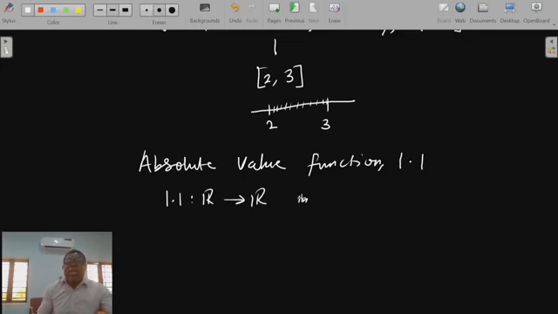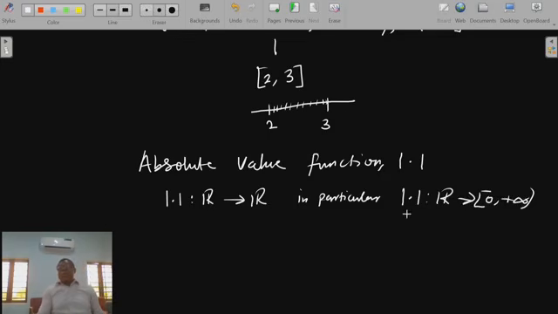In particular, the absolute value function actually maps R to the interval 0 to plus infinity. This is the actual range of the absolute value function. And the absolute value function is defined on every real number as follows.